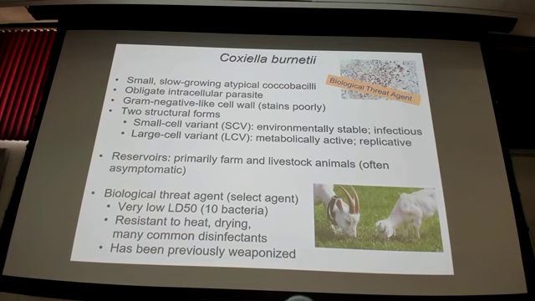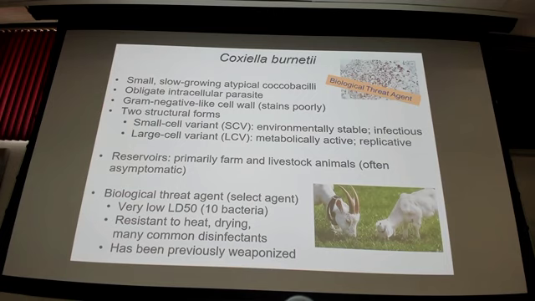And that's kind of a theme that is good to know. If an organism has two forms, it's usually the smaller one that's the one that's transmissible. The smaller one that is more rugged and environmentally resistant. And the bigger one is the one that is going to be metabolically active and able to replicate. So try to remember that. We see that as a recurring theme with organisms like Coxiella and like chlamydia.